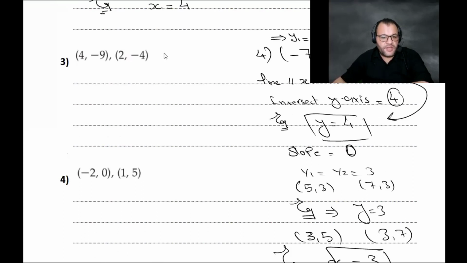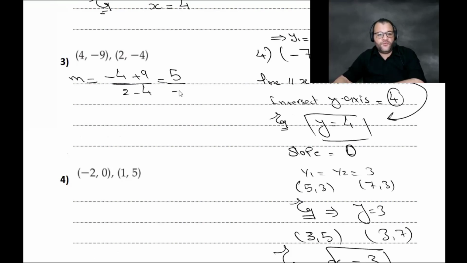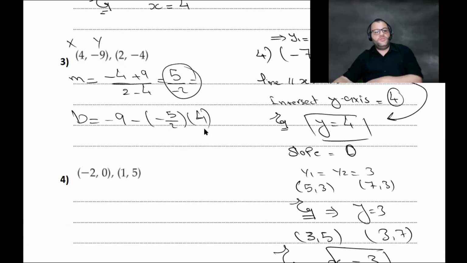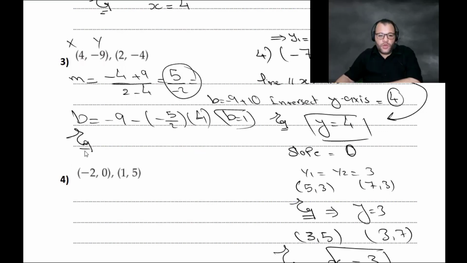For number 3, I think this one is easy, we just need to find the slope. The slope will be -4 minus -9, which is +9, over 2 minus 4, which equals 5 over -2. So the answer is -5 over 2. Now we need to find B. How do we find B? You can say this one is X and that's Y, so it would be -9 minus -5 over 2 times 4. So B equals -9 plus 10, then B equals 1. So the equation of the line will be y equals -5 over 2 x plus 1.